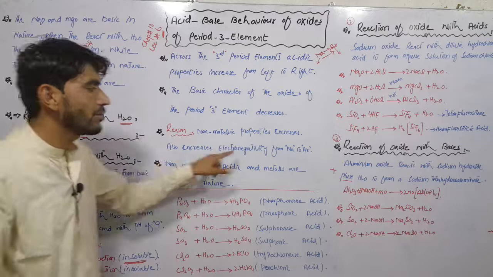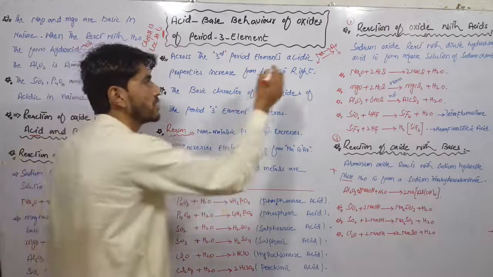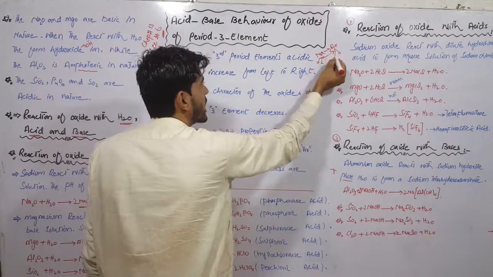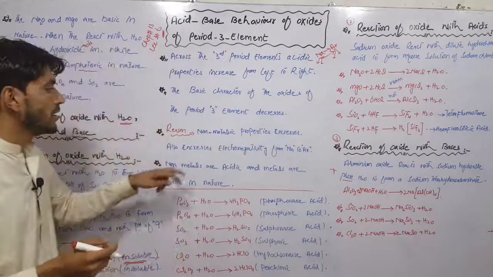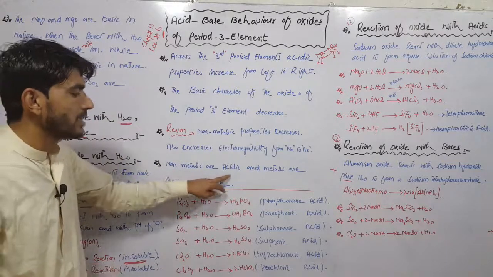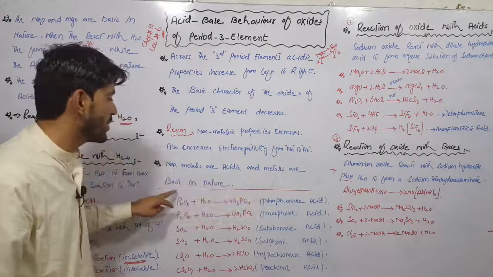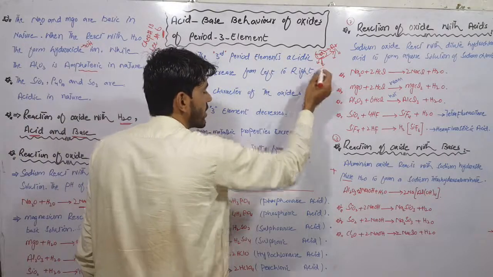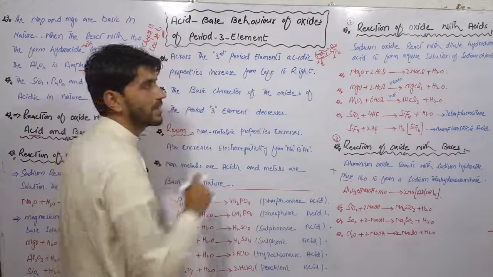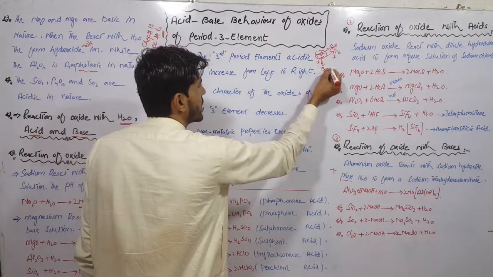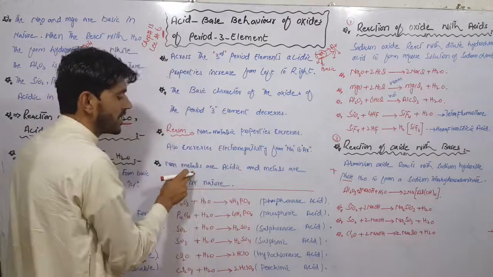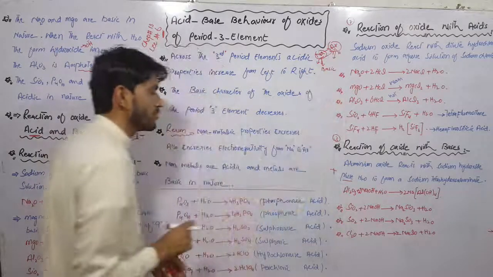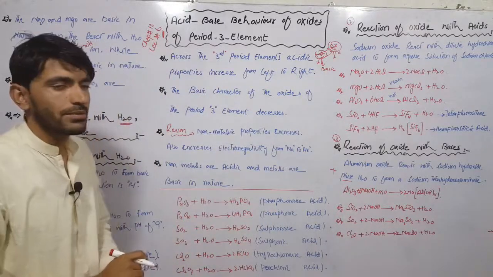Also, electronegativity increases from sodium to argon. Sodium has less electronegativity, but argon has more. Non-metals are acidic and metals are basic in nature. Sodium is a metal, so metals show basic properties, but non-metals show acidic nature. Argon is a non-metal, so it shows acidic properties.